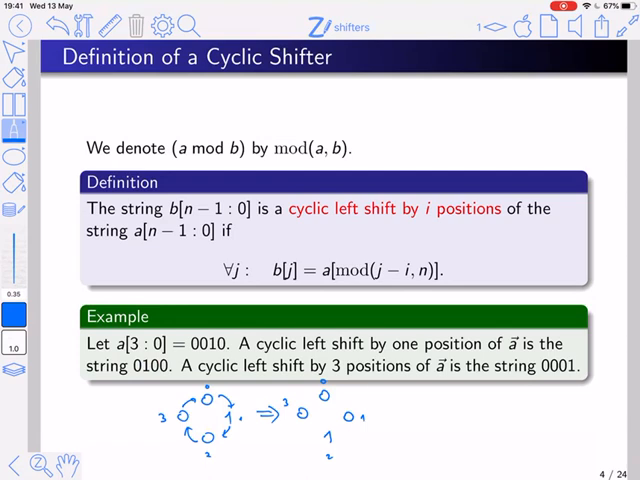Now if I were to shift A by 3 positions to the left, what happens to the 1? It goes 1 position, 2 positions, and then it goes back to the beginning. And that's where you see the 1 over here. That completes the example.